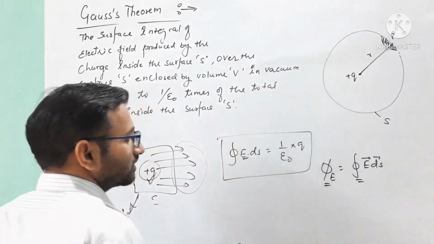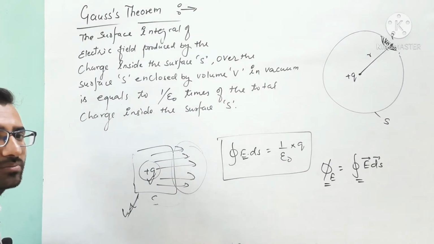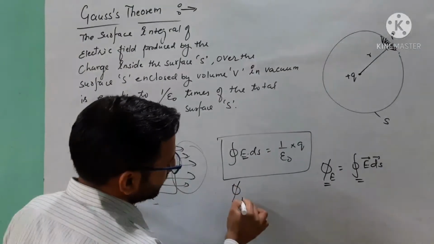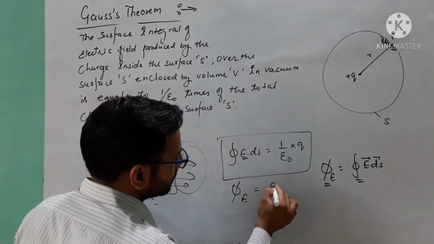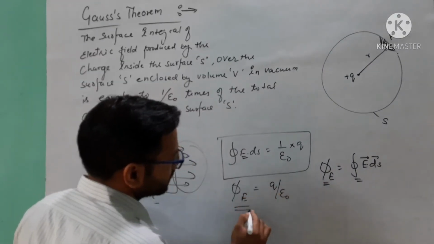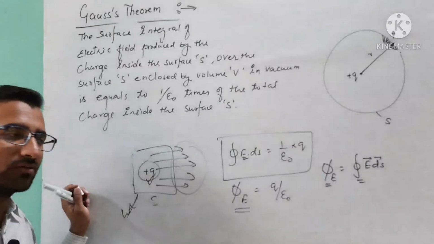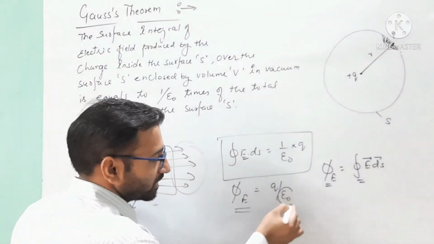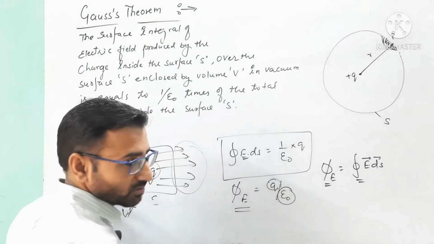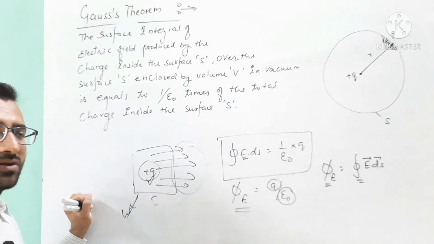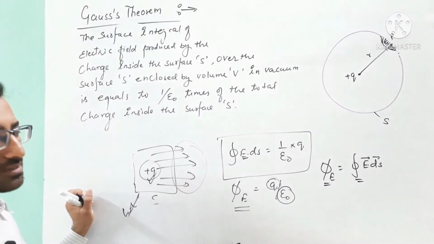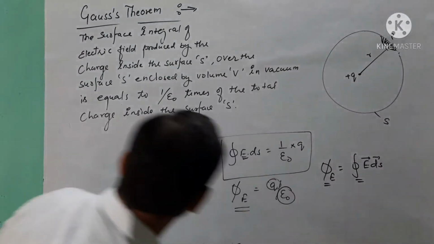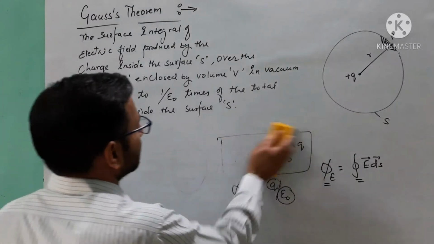This one is the Gauss theorem statement. Got it? In some cases you can express the statement like this also: the total electric flux enclosed by the volume V over the surface S is equal to 1 over epsilon naught times the total charge placed on the given surface or inside the surface. You can express this statement like this also. So here let us start the statement.